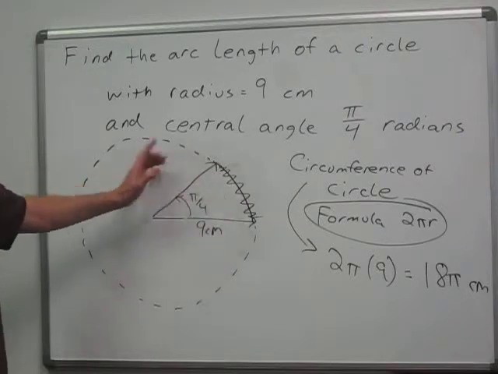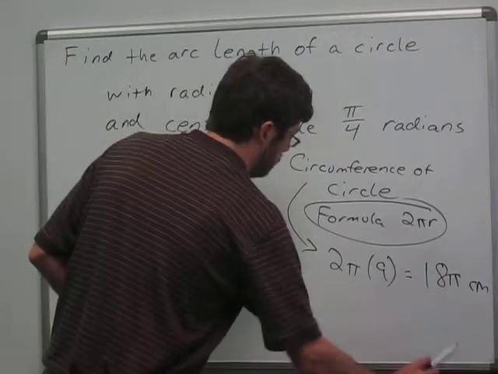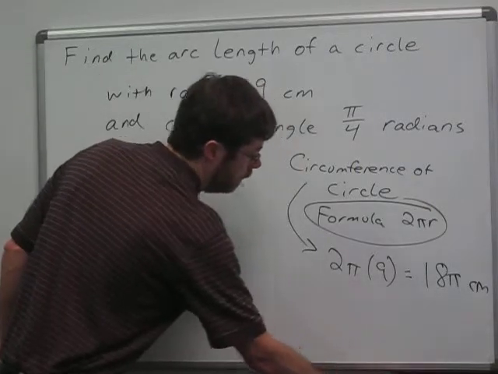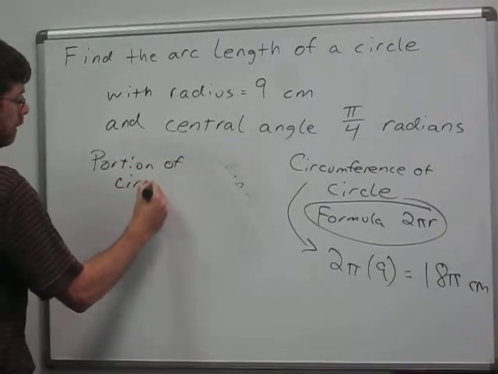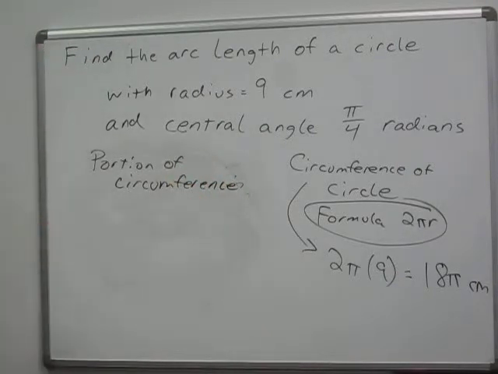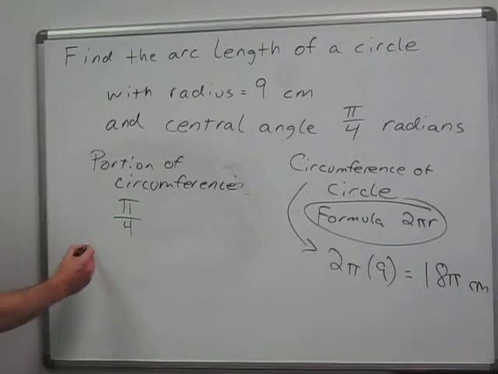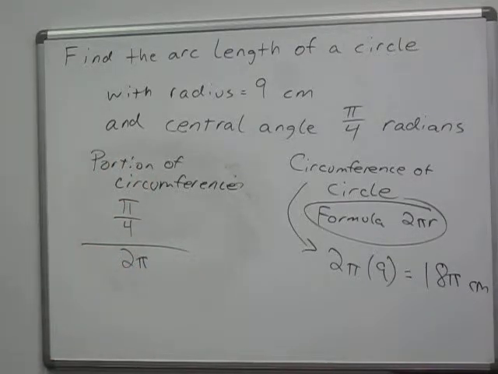Okay. So this is the circumference of the complete circle. But notice, instead of rotating 2 pi radians, we only rotated pi/4 radians. So the portion of the circumference that we want, well, we went pi/4 radians. A complete revolution would have been 2 pi radians. Right? So to figure out the portion that I want, I'm just going to take the central angle pi/4 and divide by 2 pi.